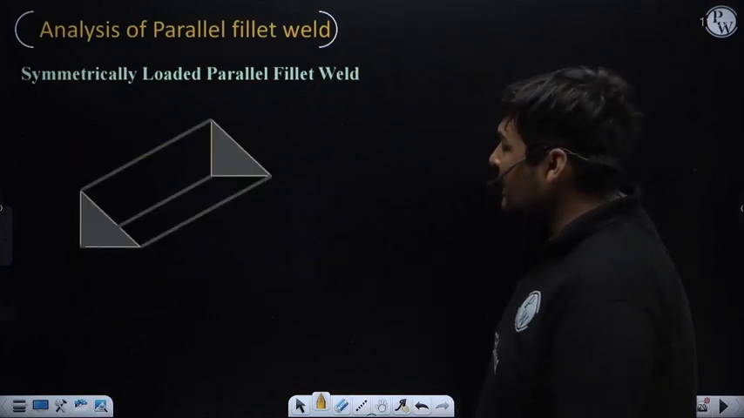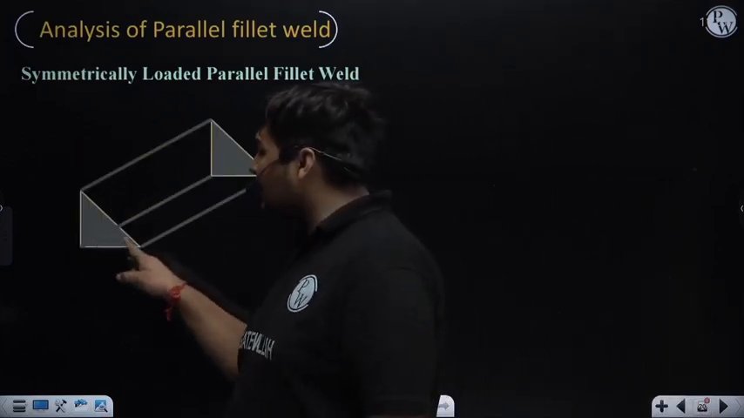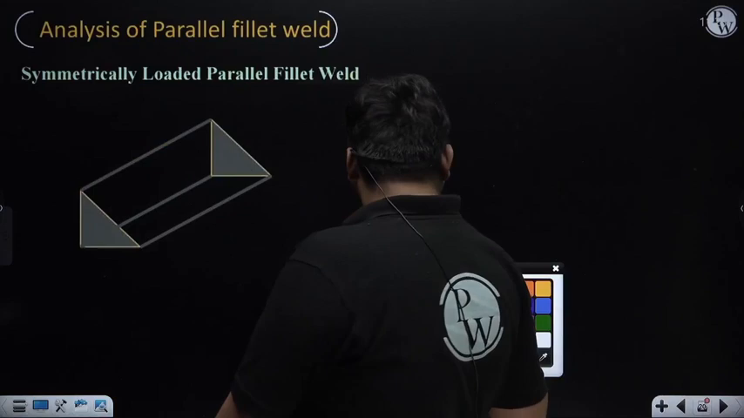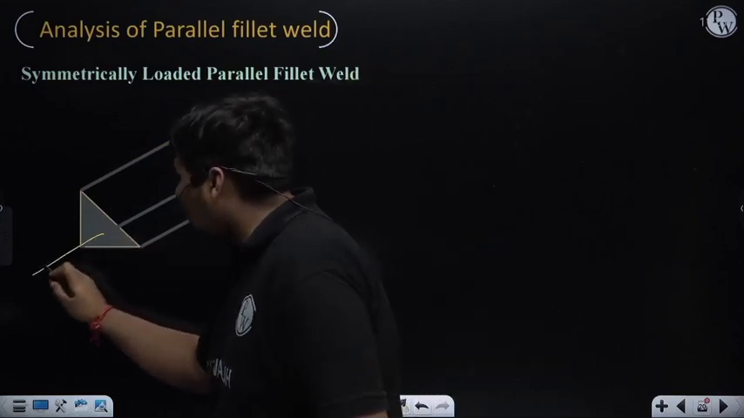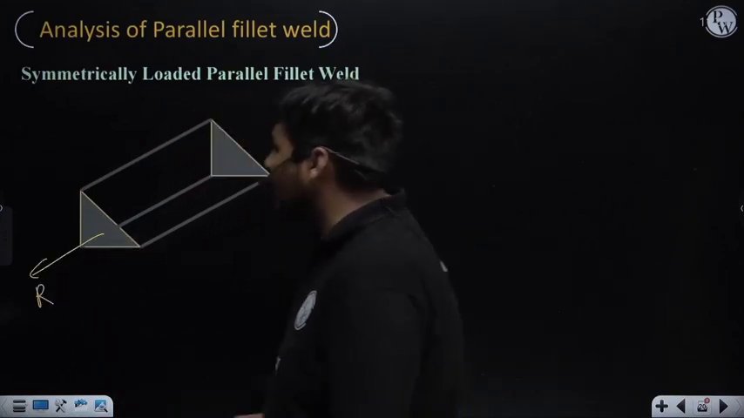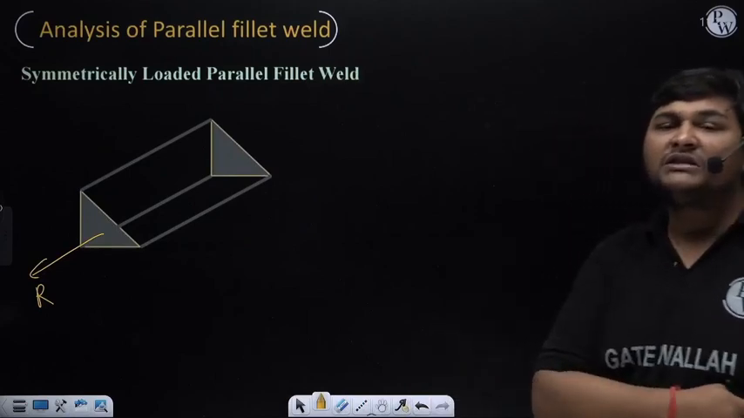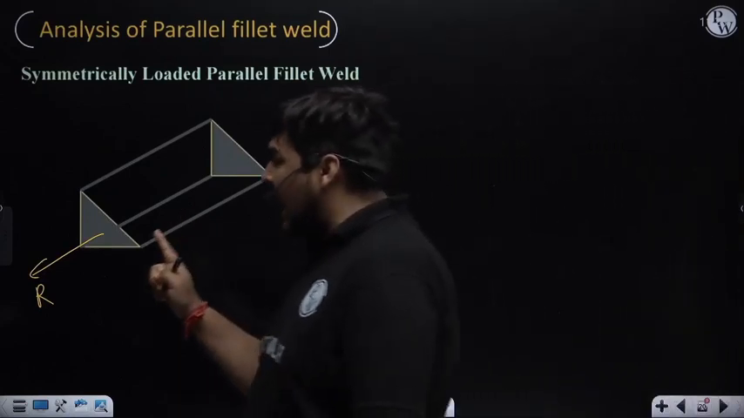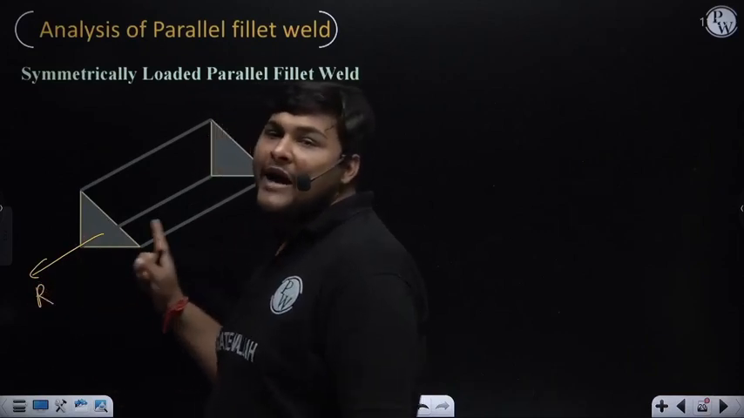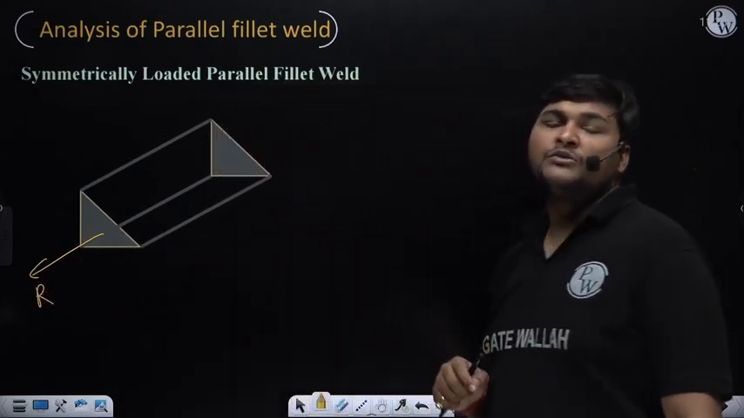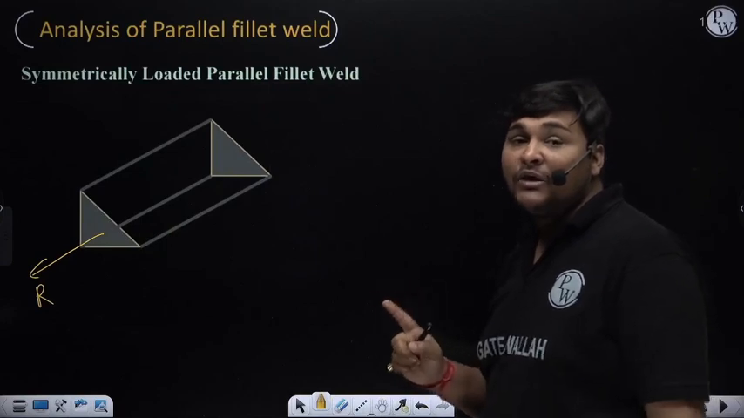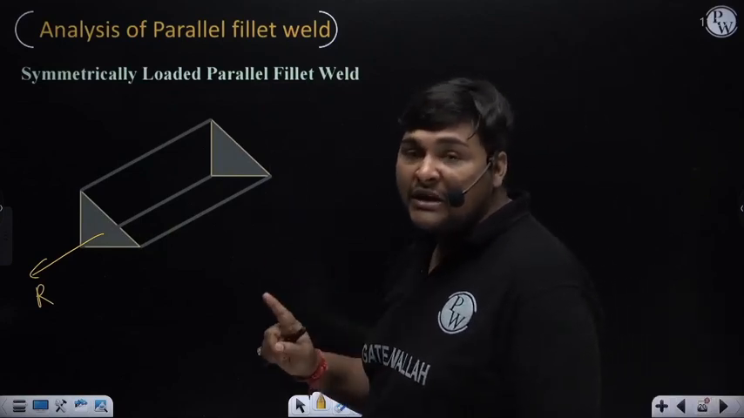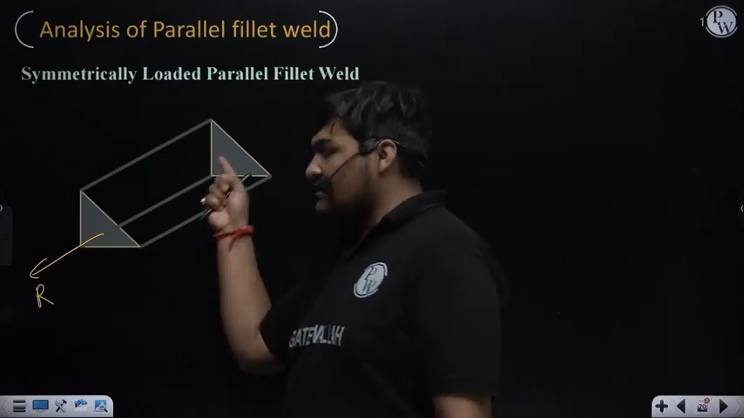So suppose I have drawn the diagram of one fillet weld, and suppose in this fillet weld some resistance R is coming, just for understanding, which is parallel to the weld length. Here you can see this resistance R is parallel to the weld length. Now we need to calculate, due to this force R, what type of stress will come in this weld. Okay, and whenever we calculate stress in the weld, we will take the plane of weld along the length.